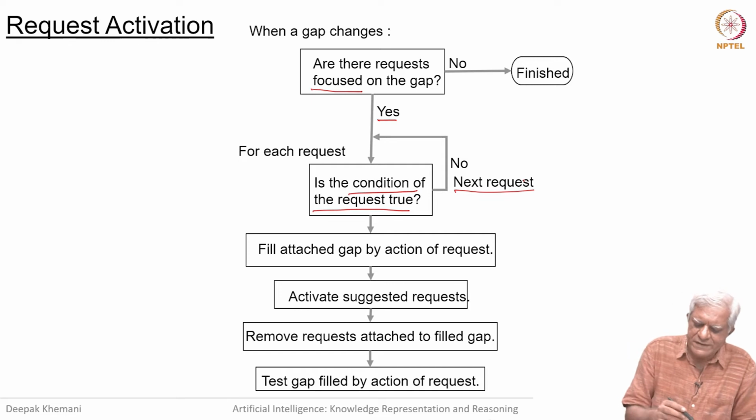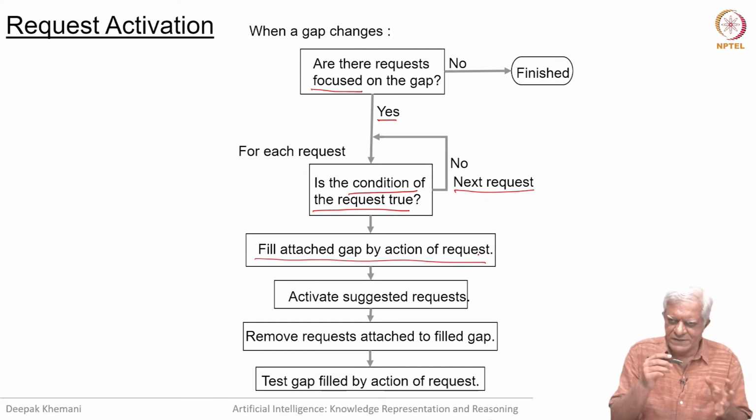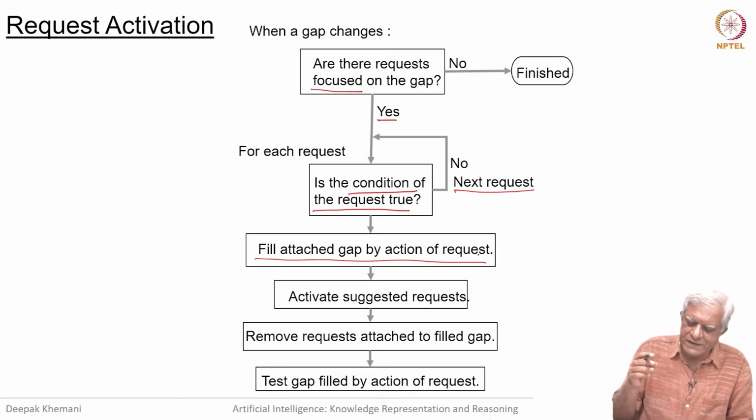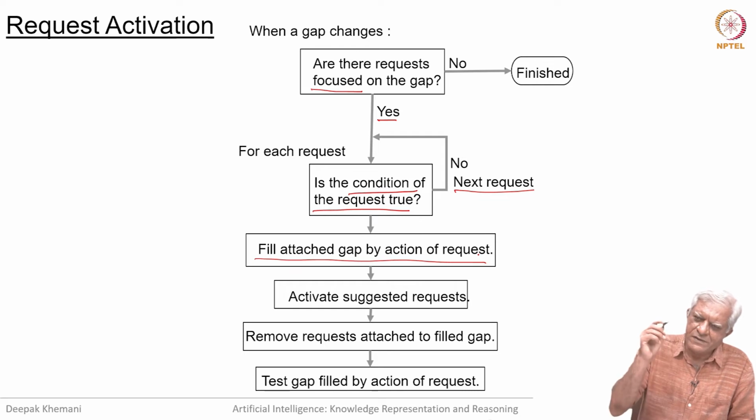Then for each request for which the condition is met, fill the attached gap by the action of the request. So, this request will fill up some other gap somewhere essentially and activate the suggested request from there. So, we saw that when we added a plan to that, we said look for the planner, look for the name of the restaurant, look for the customer and planner is the same, look for the action and look for sub episodes. So, all those requests are activated.